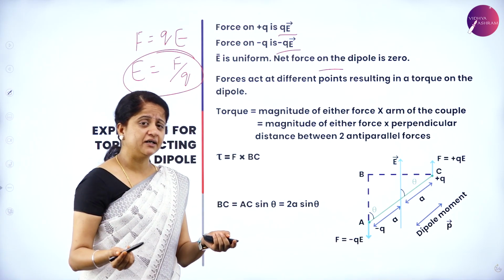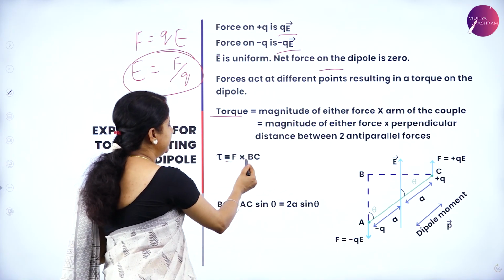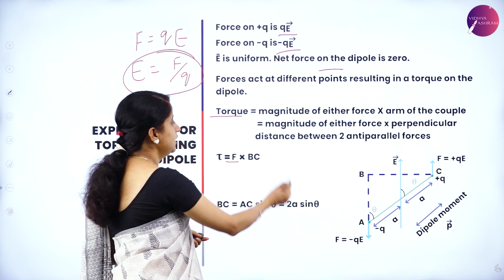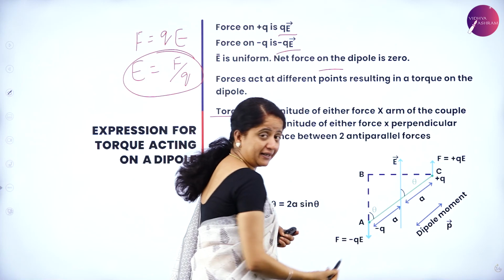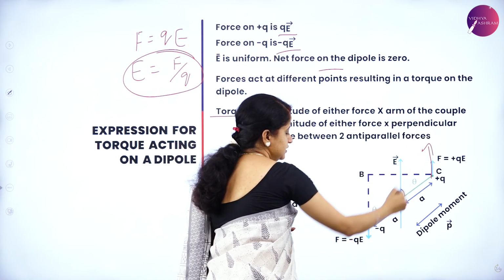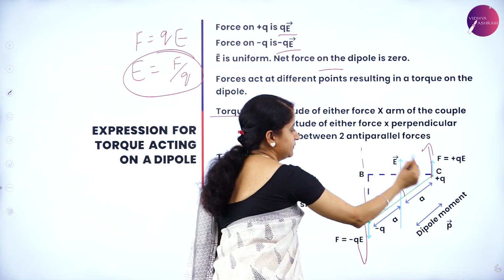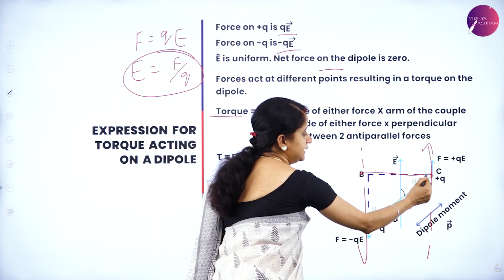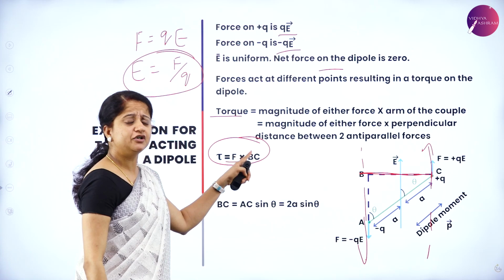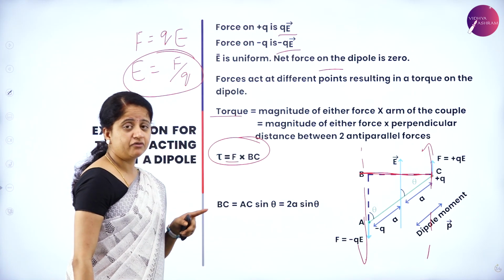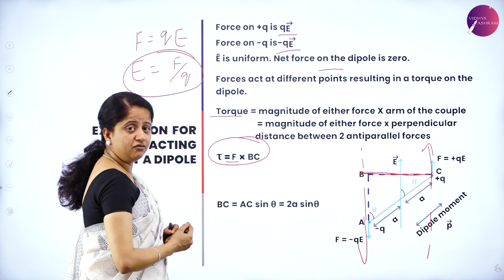So, due to the forces that are acting at different points, we get a torque on the dipole. So, how do you find the torque? Torque is equal to magnitude of either force, that is F, into the perpendicular distance between the two anti-parallel forces. You can see here, what is the perpendicular distance between two anti-parallel forces? So, this is a force and this is a force. They are anti-parallel to each other, and the perpendicular distance between these two anti-parallel forces is BC. So, the expression for torque is tau is equal to F into BC, where F is the magnitude of the force and BC is the perpendicular distance between two anti-parallel forces.